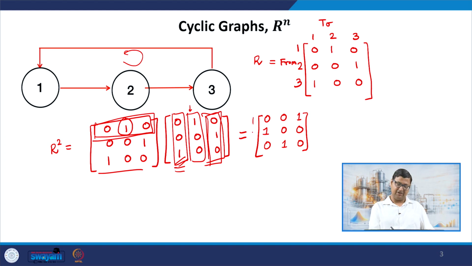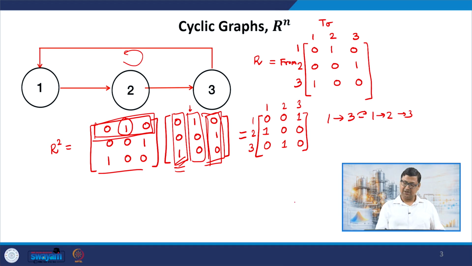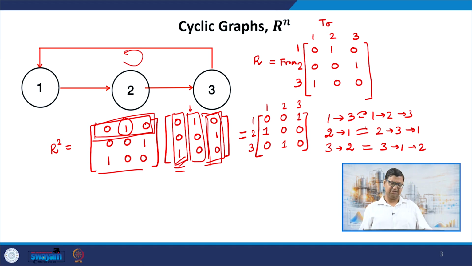Again, I can put a label if I wish, 1, 2, 3, 1, 2, 3. So I have a two-step path from 1 to 3. We indeed have. We can go from 1, then to 2, then to 3. So this is a two-step path. And then from 2, there is a two-step path to 1. How can we do that? We can do 2 to 3, then to 1, basically moving in the loop. And then from 3, I can go to 2 in 2 steps. I can go from 3 to 1 and then to 2. These are also my two-step paths, right? So R square, as we had earlier, represents the two-step paths in the graph.